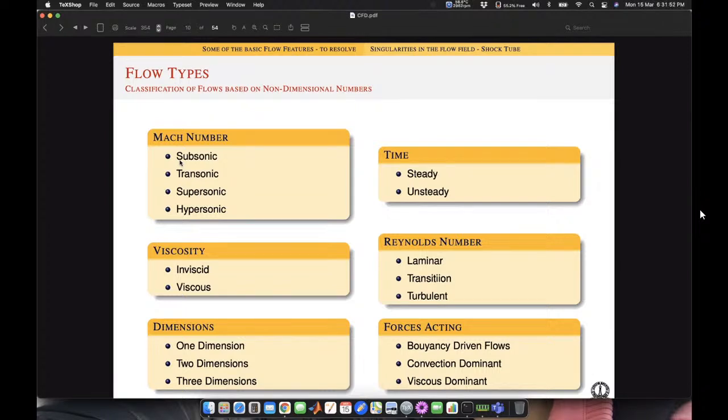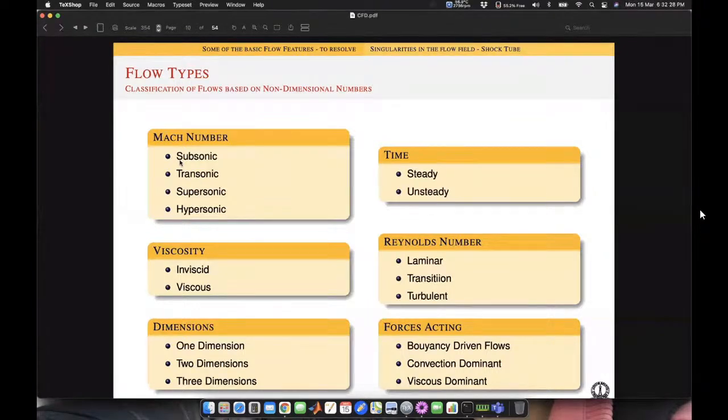Then you have flows classified based on Reynolds number. Based on Reynolds number, you have flow which is laminar, transition, and turbulent in nature. Laminar flow is generally an exception. Most of the flows are turbulent in nature. Transition flows are ones where you have a laminar flow moving towards a turbulent flow. That region where it is transferring from laminar to turbulent is called transition flow.